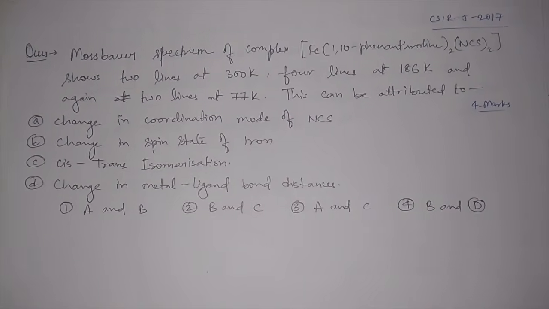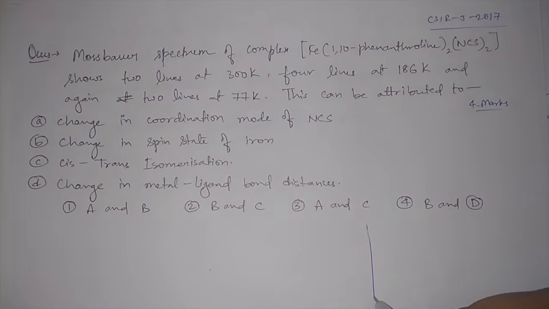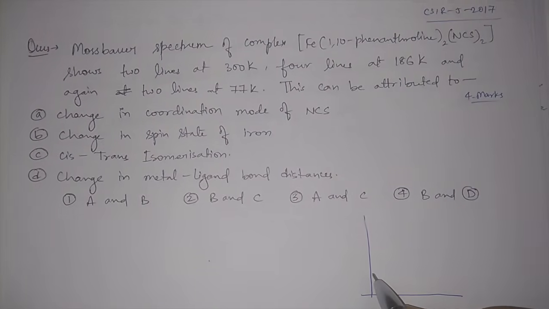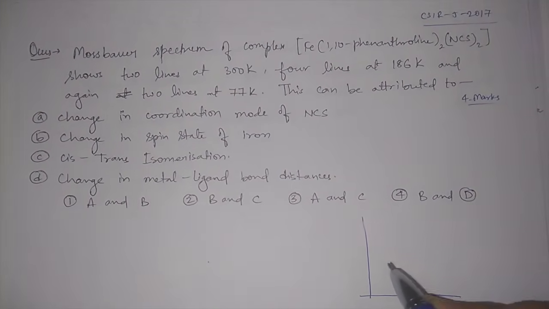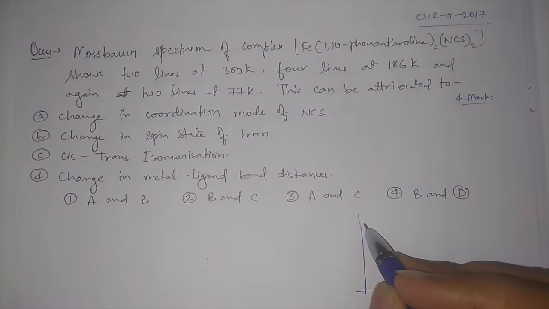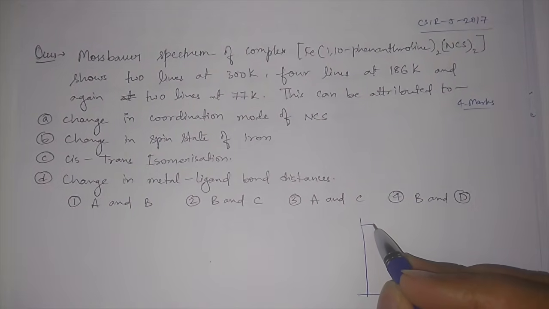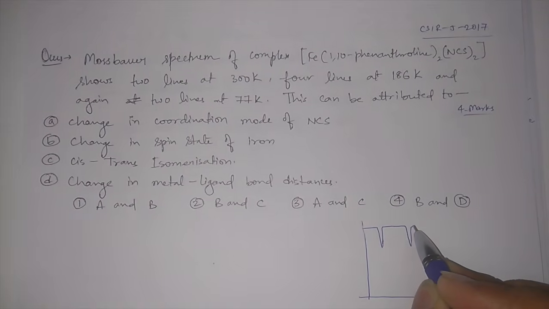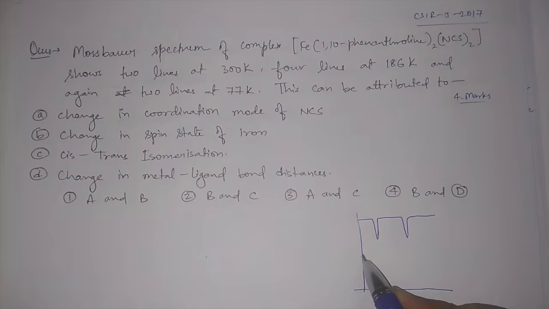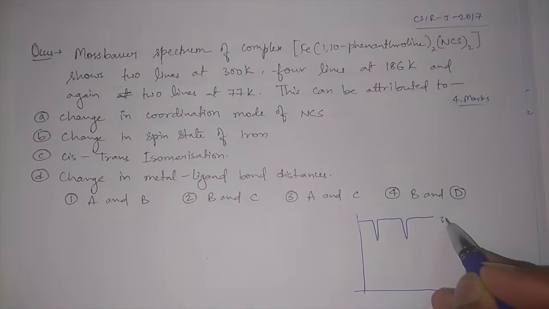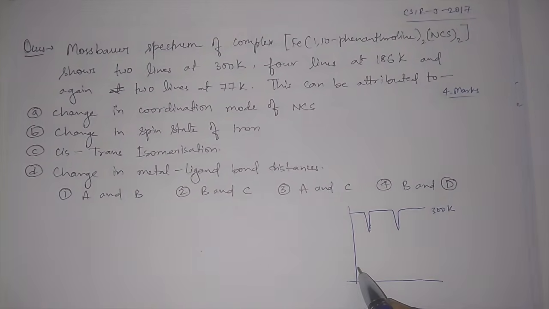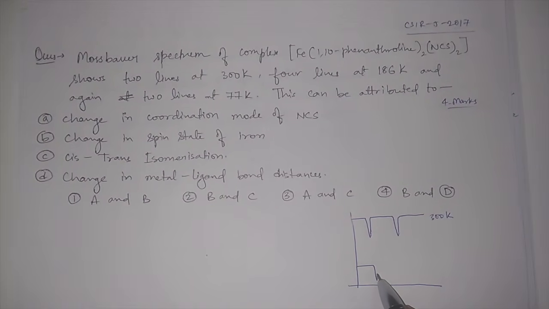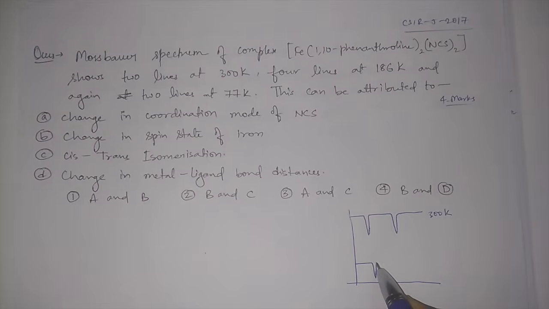Now what is the thing which is given to you? I'll just draw it over here so that it becomes easier to interpret, right? So we have 3 different temperatures. At higher temperature, let's say at 300 Kelvin, we have 2 peaks. I'm just drawing them like this, and I'll explain why I'm drawing so. And the one at 77 Kelvin, at 77 Kelvin also you are getting 2 peaks, so I'll draw them near to them.